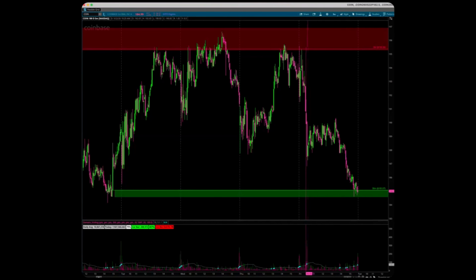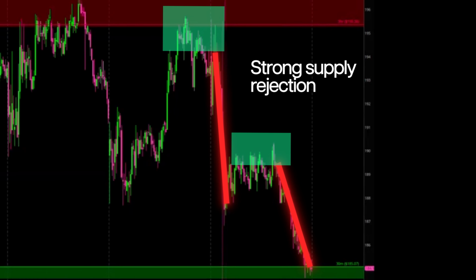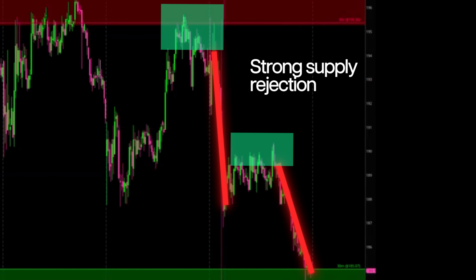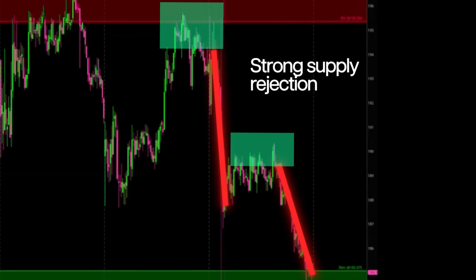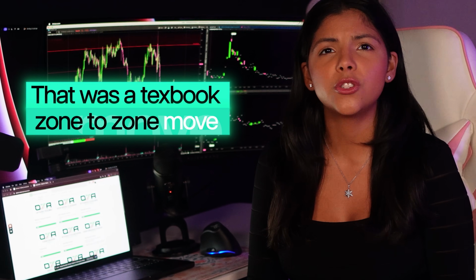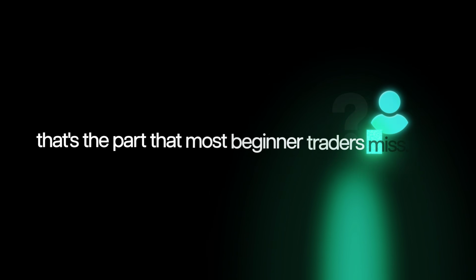On Friday, Coinbase rejected from a supply zone and sold off almost the entire day into a demand zone. That was a textbook zone-to-zone move. The chart did what the plan said it could do, but depending on whether you traded a zero DTE put or the weekly put, your results would have looked completely different. And that's the part that most beginner traders miss.